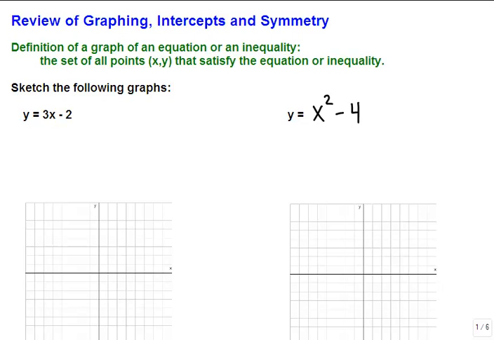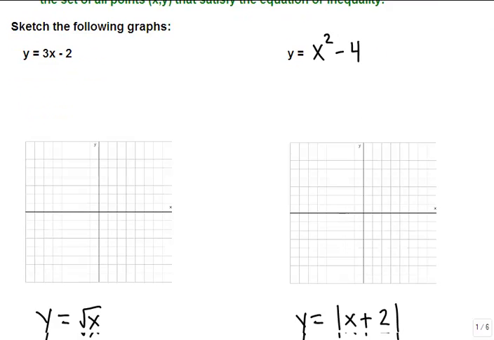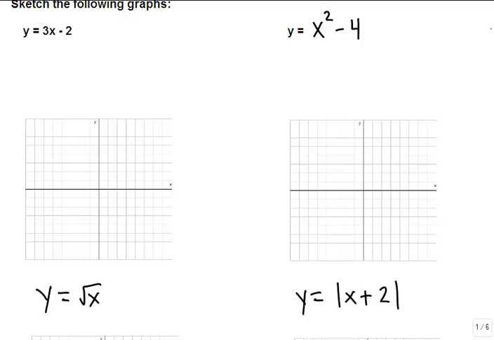to graph by hand. So first of all, the definition of a graph of an equation or an inequality is the set of all points x, y that make that equation or inequality true. So there's some common types of graphs that you definitely need to be able to sketch by hand, and the most basic one of all, of course, is the line.